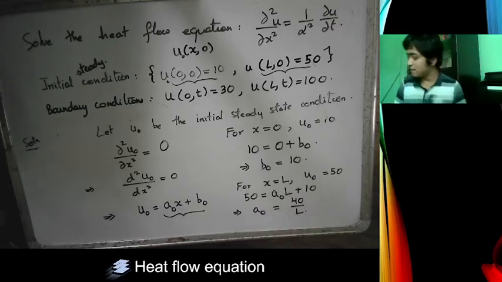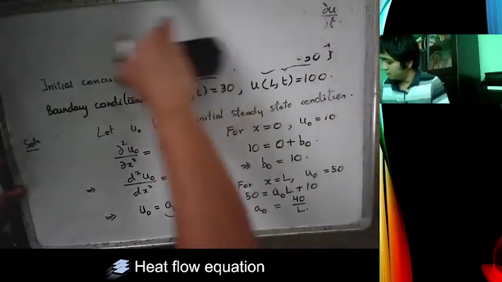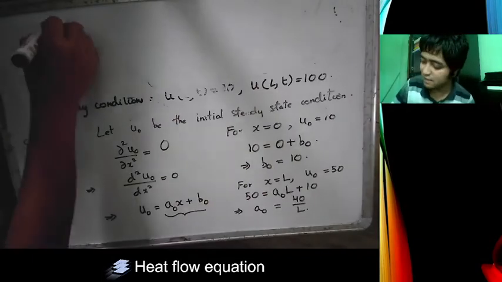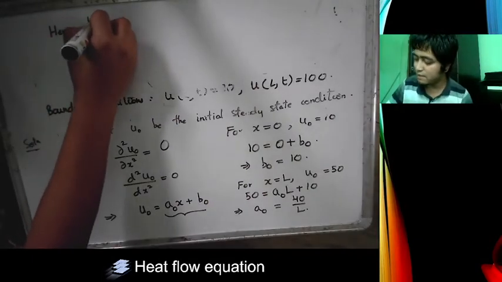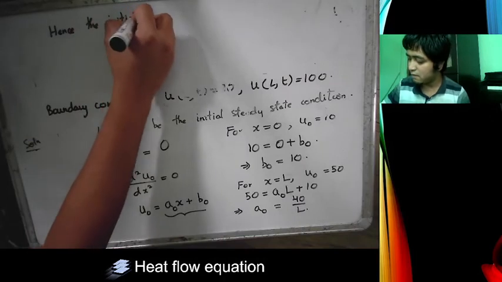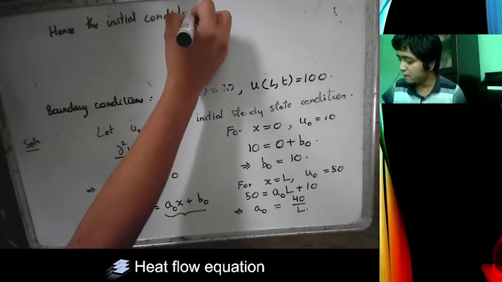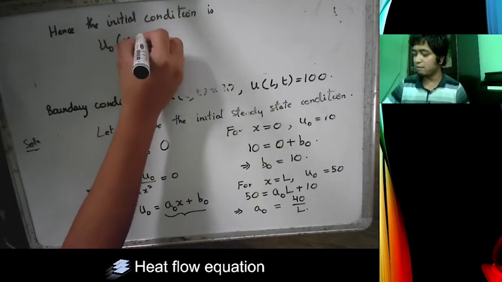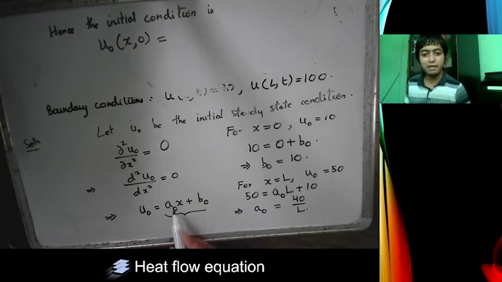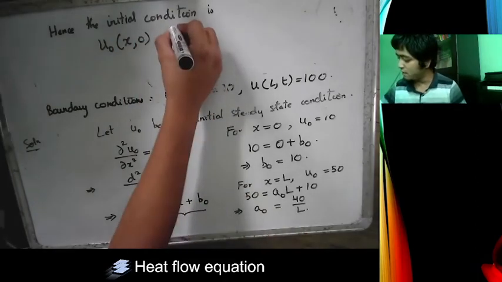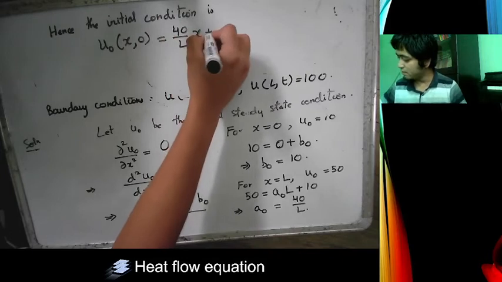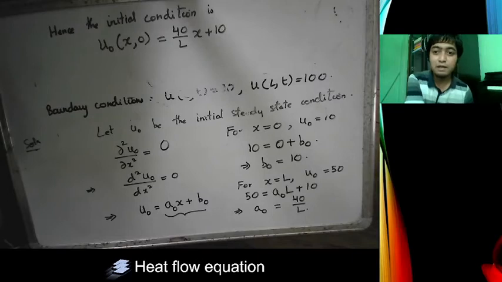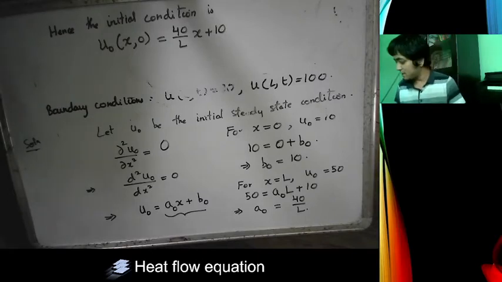So for the initial condition, we will now find the initial condition, which is u naught of x, 0, when the time is 0. It will be of the form a naught x plus b naught, but a naught is 40 by L. So 40 by L times x plus b naught, which is 10. I hope that is clear. Next, what will we do?